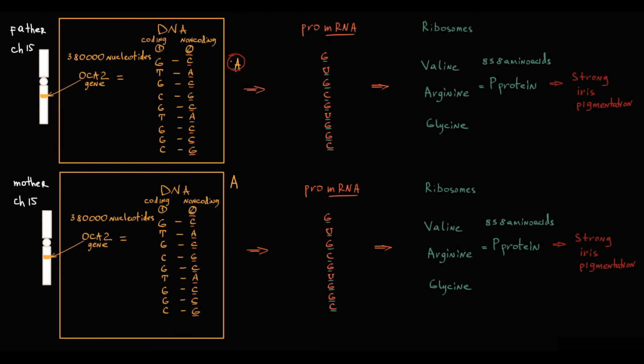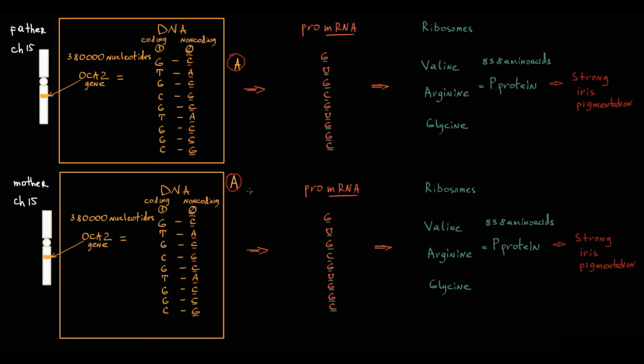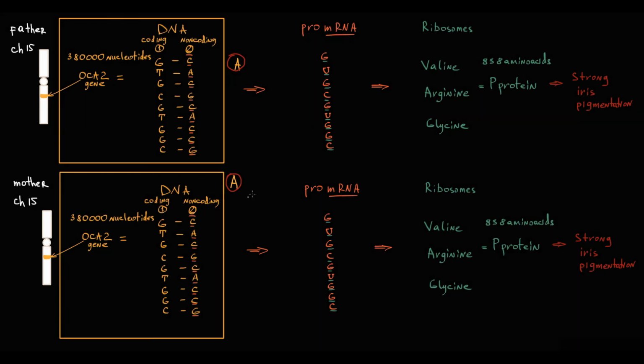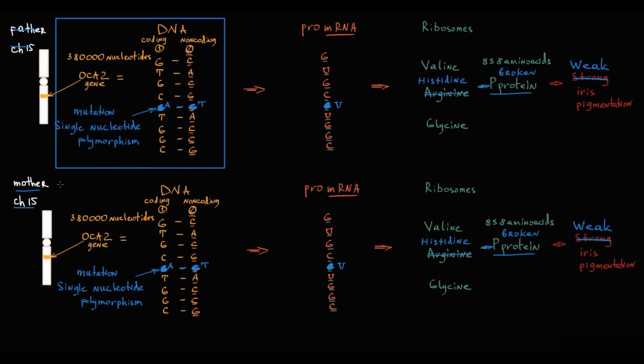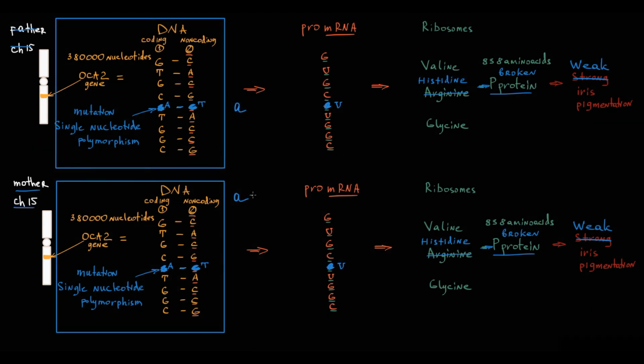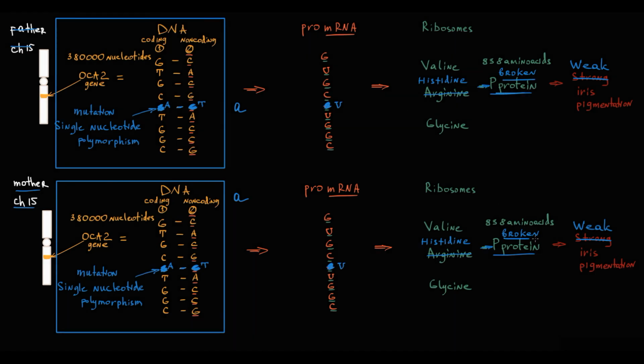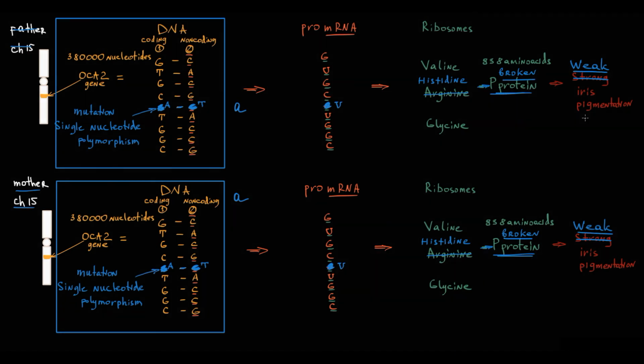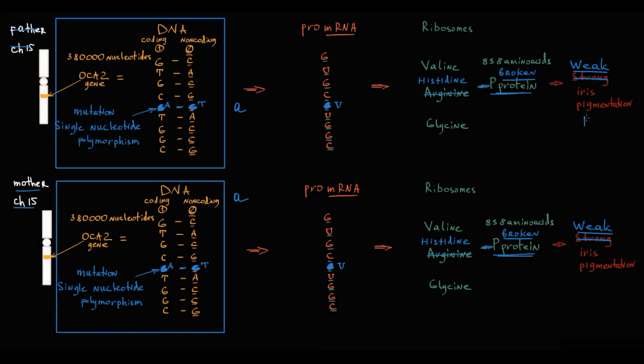In case we have two same alleles of this gene, everything is simple. If we have two alleles unaltered by mutation, they both encode normal P protein that will provide strong iris pigmentation, and this will manifest as brown eyes. If such a mutation occurred in the OCA2 gene on the father's and mother's chromosomes, we have two alleles affected by mutation. They encode a broken P protein that is unable to provide proper pigmentation, and weak iris pigmentation will manifest as blue eyes.